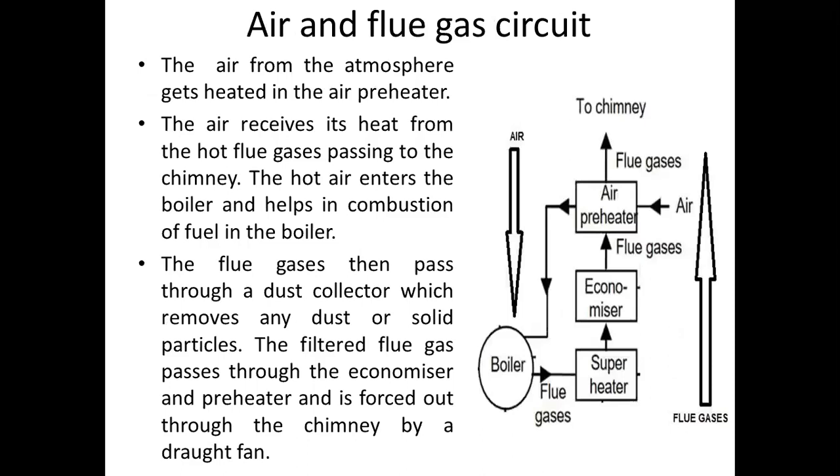Second circuit is air and flue gas. Friends, you can see here, whenever there is a burning of the fuel, we heat the air. That hot air is known as flue gas, and that flue gas circulates along into the boiler, and it gives its energy, its heat, to the water, where water gets heated and converted into steam.